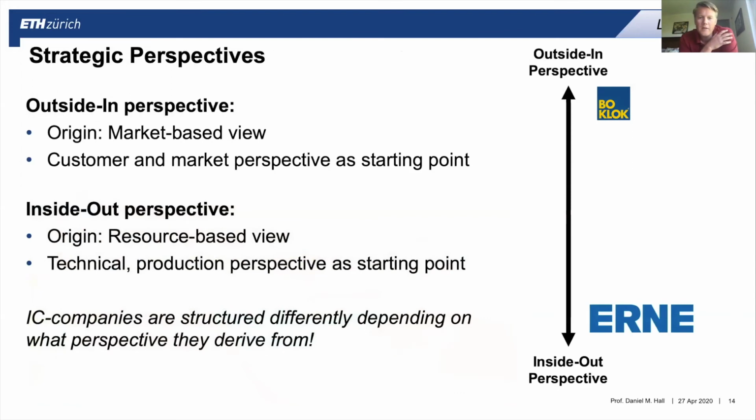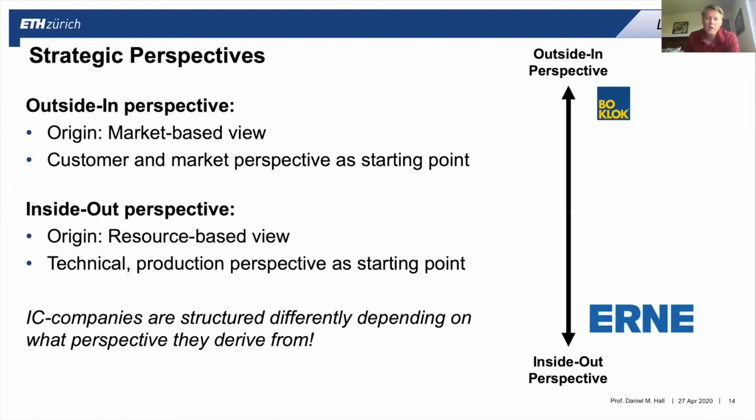So in other words, you have these two different perspectives and neither one is right or wrong. In the outside in perspective, you have a market-based view where the customer and the market perspective are the starting point. In the inside out perspective, it's the resource-based view with your technical production perspective as a starting point. And the direction your company takes can be structured differently depending on what perspective you come from. So neither one is right, but instead it's about understanding what your strength is, where you come from, and then making strategic decisions based off of that.